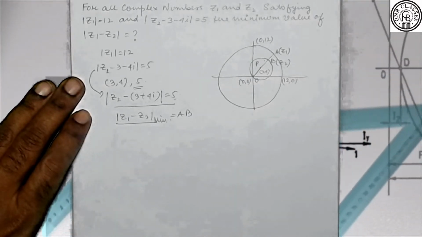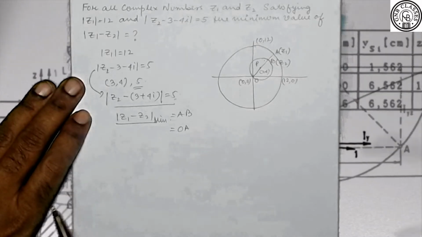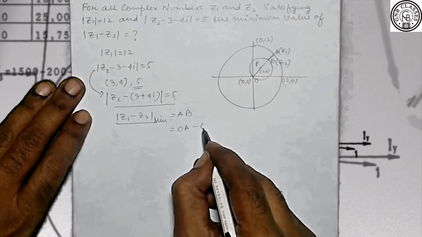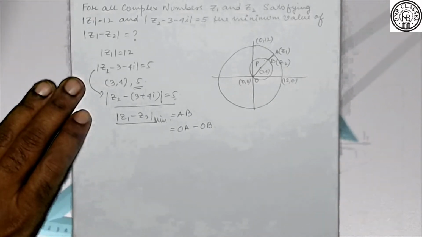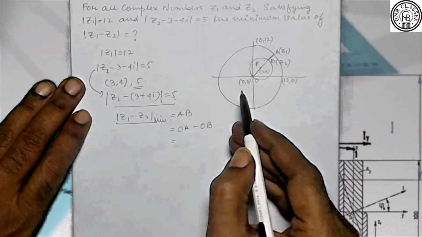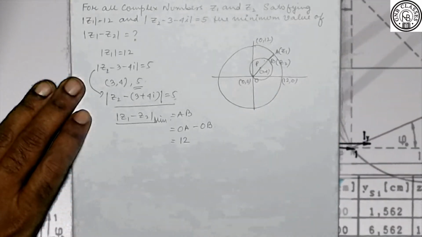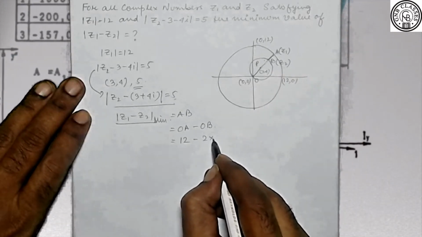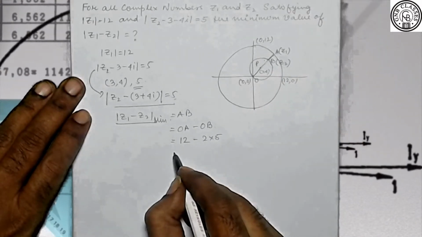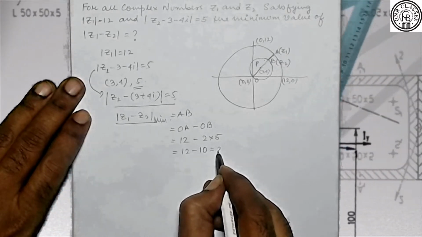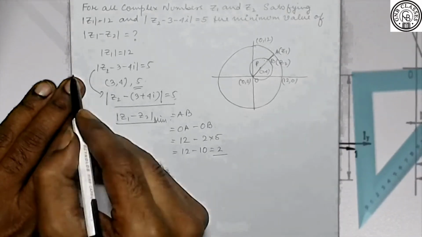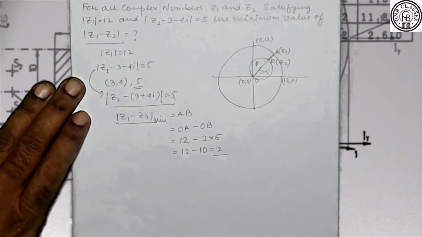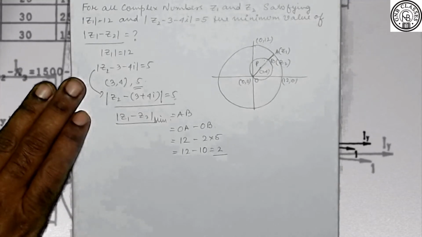Is it clear or not? Now, what is AB? AB is nothing but OA minus OB. Yes or no? OA is the radius of the first circle, which is nothing but 12. And OB is the diameter of the second circle, which is 2 times its radius, that is 10. So 12 minus 10 gives us 2 units. Therefore, the minimum value of mod of z1 minus z2 will be 2. Have you understood this problem? Let us move to another problem.